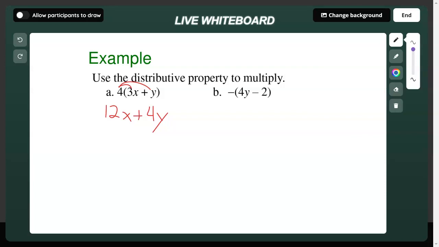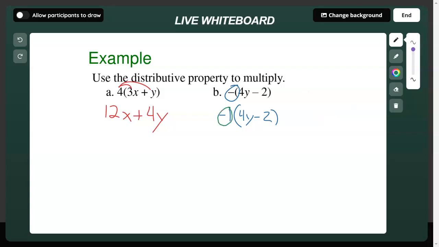Now, with B, I'm actually going to use 2 identities, or 2 properties. I'm going to use distributive, but I'm also going to use the identity property. I don't have a number here. So what can I assume that number is? 1. Or negative 1. Okay? So I'll keep the negative, but I can assume that it's negative 1 times the quantity 4y minus 2. That identity, the 1's not changing it, so I can put it in there, and it doesn't affect the value of my expression, and now allows me to do distribution.